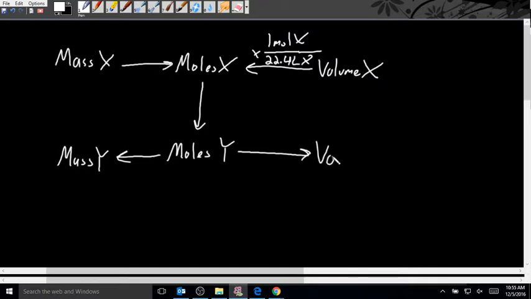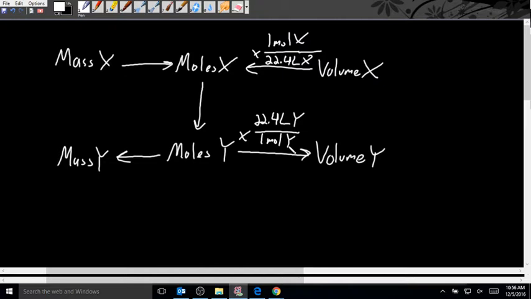But now let's say that we need to find the volume of something else, the volume of Y. So just like the way that the mass ones work on your shortcut, it's just the reciprocal of what those conversions are. So in this case, it's just moles of Y times 22.4 liters of whatever our Y is over 1 mole of it. All right, so let's see what that kind of looks like in practice.